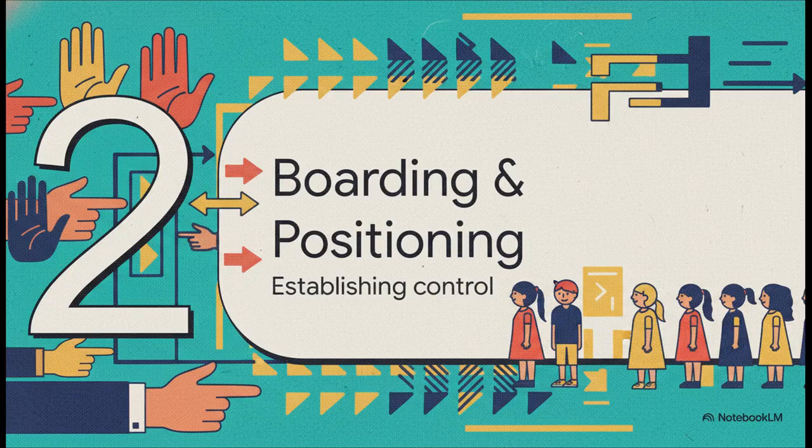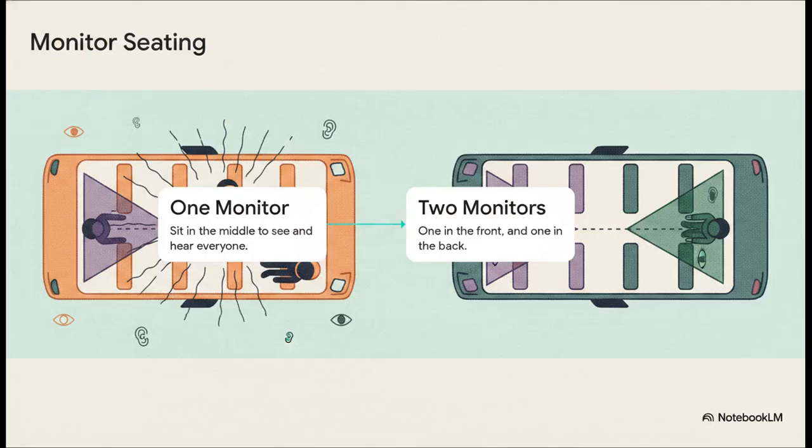Moving right along to section 2, boarding and positioning. So here's the thing, you can't just pick any random seat. Your seating position actually has to change based on your staffing levels. If you're the only monitor on the bus, you need to be sitting right in the middle. Why? Well, because it gives you the absolute best vantage point to see and hear everyone.